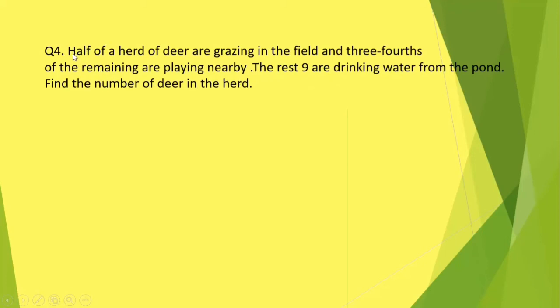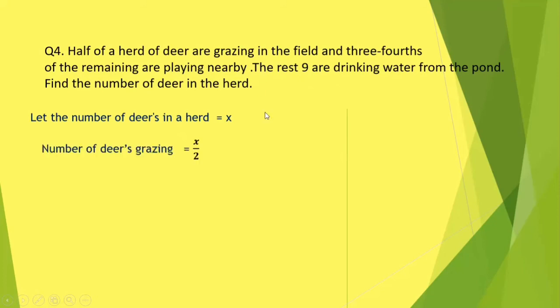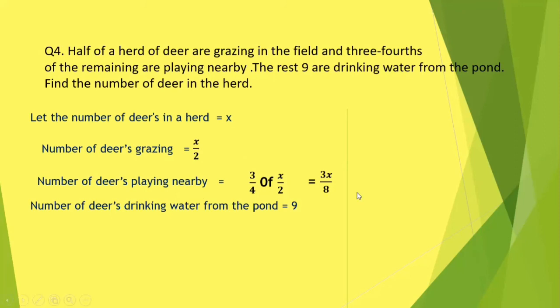So when I read the first sentence, half of a herd of deer. So let us take the total number of deer in the herd to be x and half of them are grazing. So the number of deer that are grazing will be half of x, which is x upon 2. And then 3/4 of the remaining, very important, 3/4 of the remaining. So if x by 2 are grazing, the remaining are x by 2. Okay, half of x. So 3/4 of x by 2, these are playing nearby. So 'of' means again multiplication. So we get 3 into x and 4 into 2, which we get as 3x upon 8. And 9 deer are drinking water from the pond.